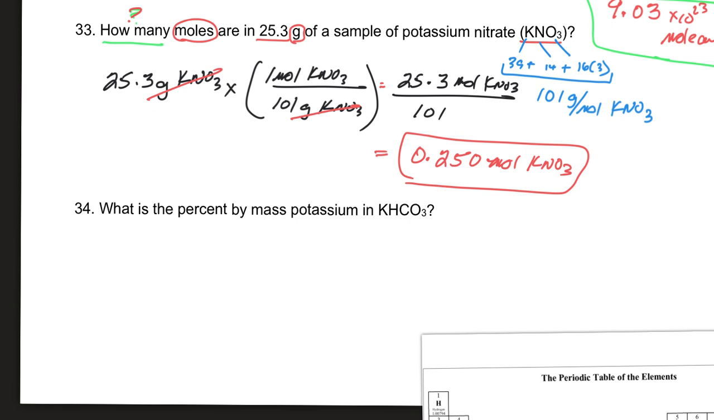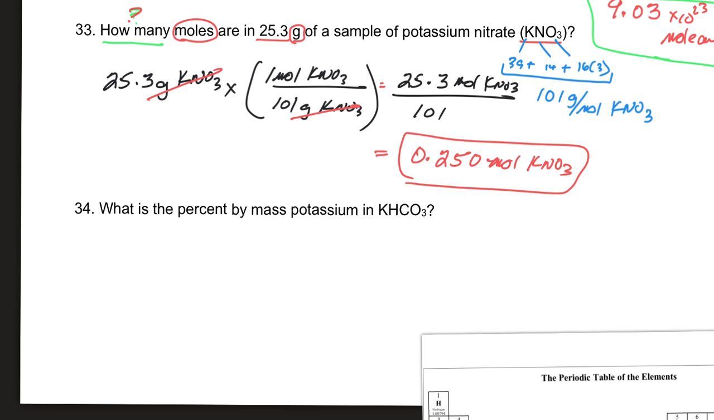All right, and for the final problem, number 34, we're going to look for the percent by mass of potassium in this compound. So here's the deal. The simple way to do this, since we're only being asked to find the percent of potassium, we're going to take the mass of potassium, so that will be the molar mass of only the element potassium, and then we're going to divide it by the molar mass of this entire thing.